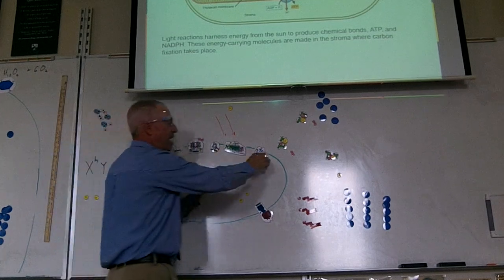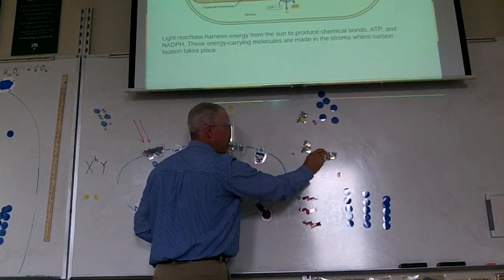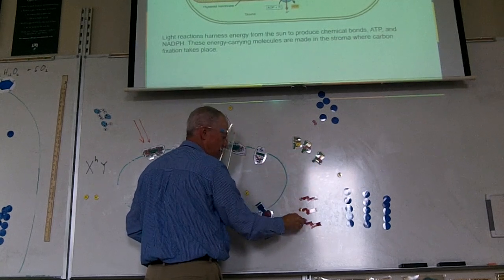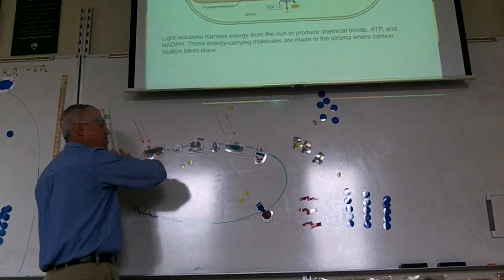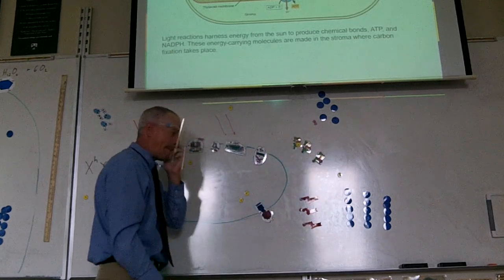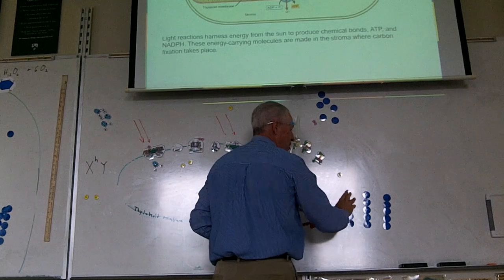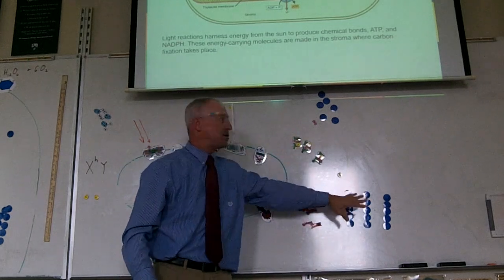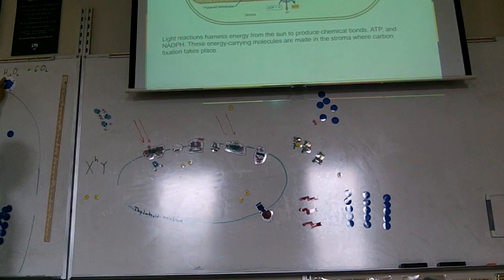So when you go through the light reactions, you make NADPH, you make several molecules of it, you make ATP, and by the way, this happens really fast. It's just making a bunch of these, making a bunch of these. And we're going to use the NADPH and the ATP to make glucose. Remember, the goal is making glucose.